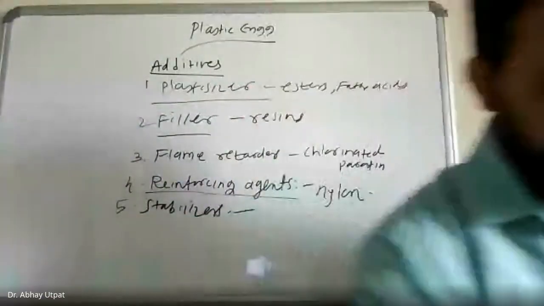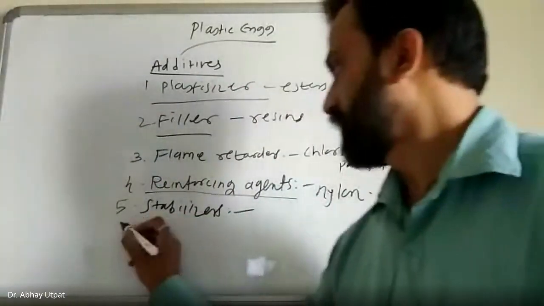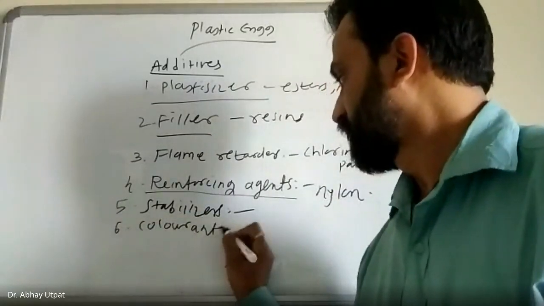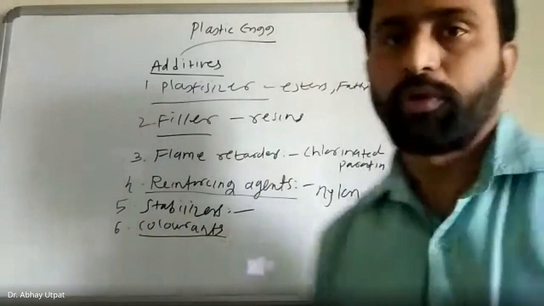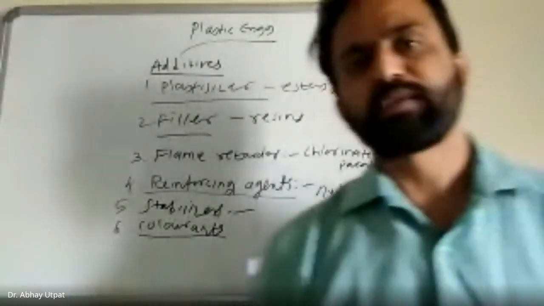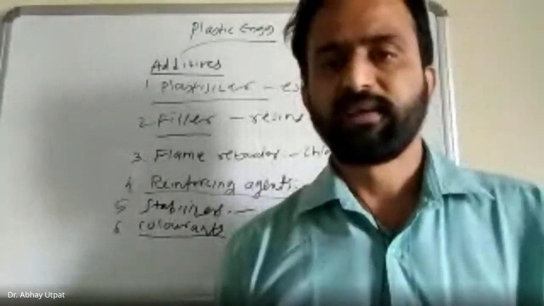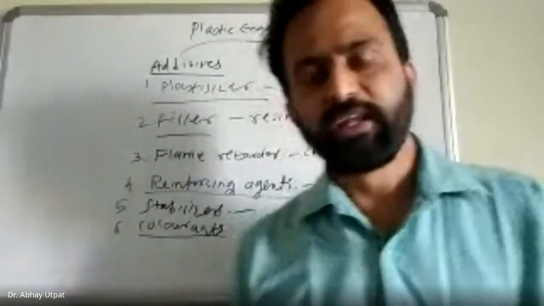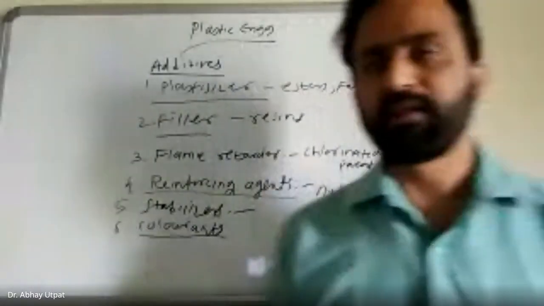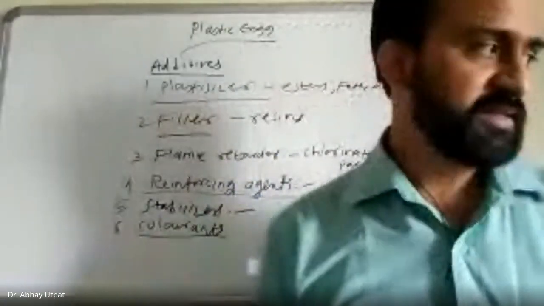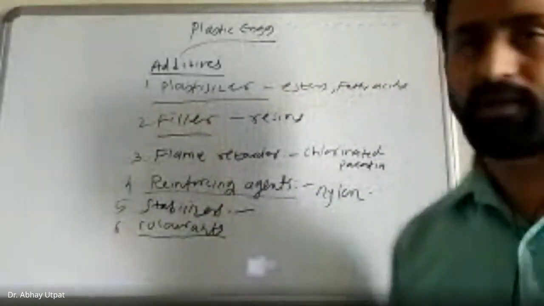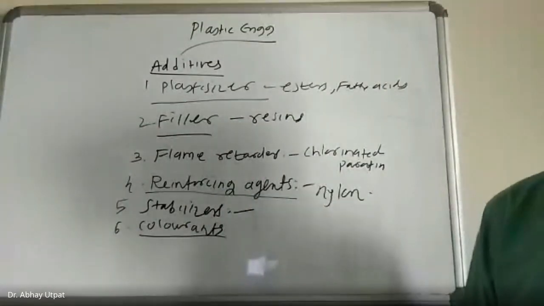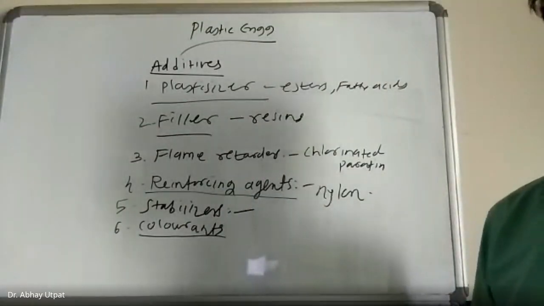Then colorants. Colorants are a very simple thing. They give the desired color to the plastic. These are the dyes which are added. That's why you get red, blue, green, any type of lavish colors in the plastic by the addition of these colors. Colorants are used to give a good aesthetic look to the plastic.